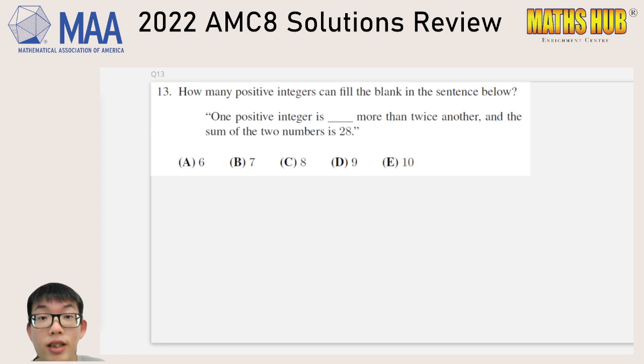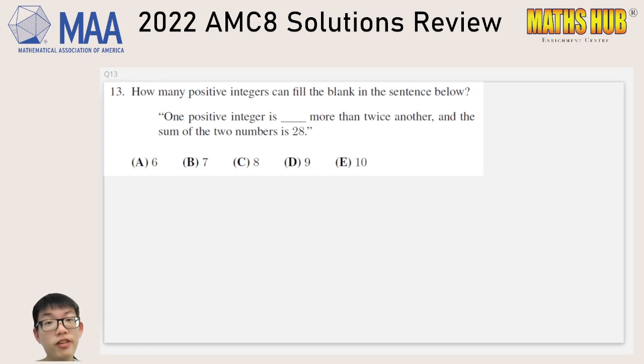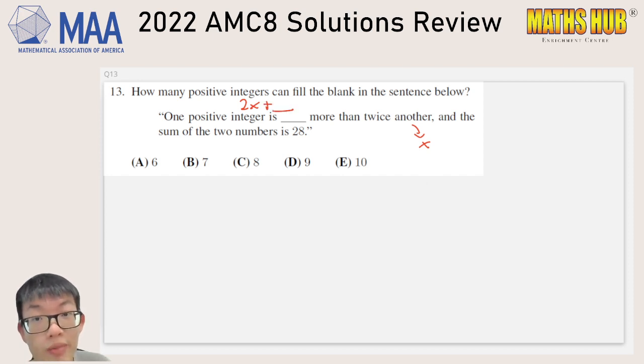Question 13. How many positive integers can fill the blank in the sentence below? One positive integer is blank more than twice another, and the sum of the 2 numbers is 28. Okay, so let's call this another number x, and then this other positive integer would be 2x plus blank. The sum of the 2 numbers is 28, so 2x plus blank plus another x.